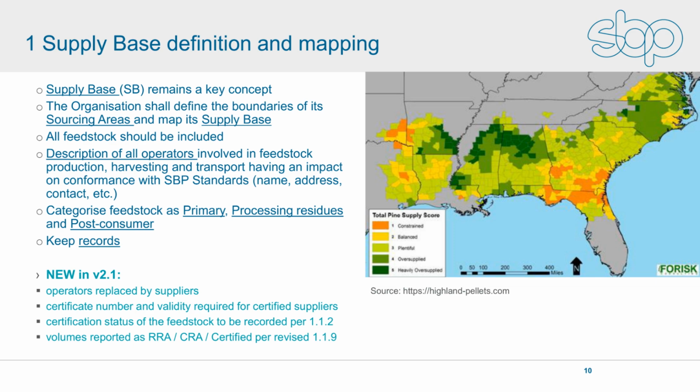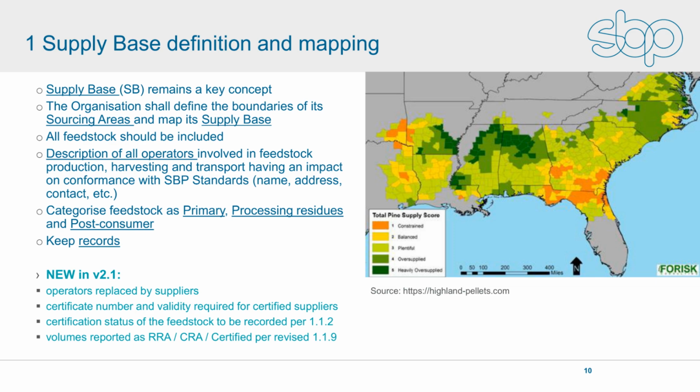Version 2.1 brings 4 specific updates that are worth calling out. First, the terminology has shifted. The word operators has been replaced throughout by suppliers. The underlying concept is the same, the entities involved in producing, harvesting, and transporting feedstock, but the new term is more consistent with how the supply chain is described across the SBP scheme.